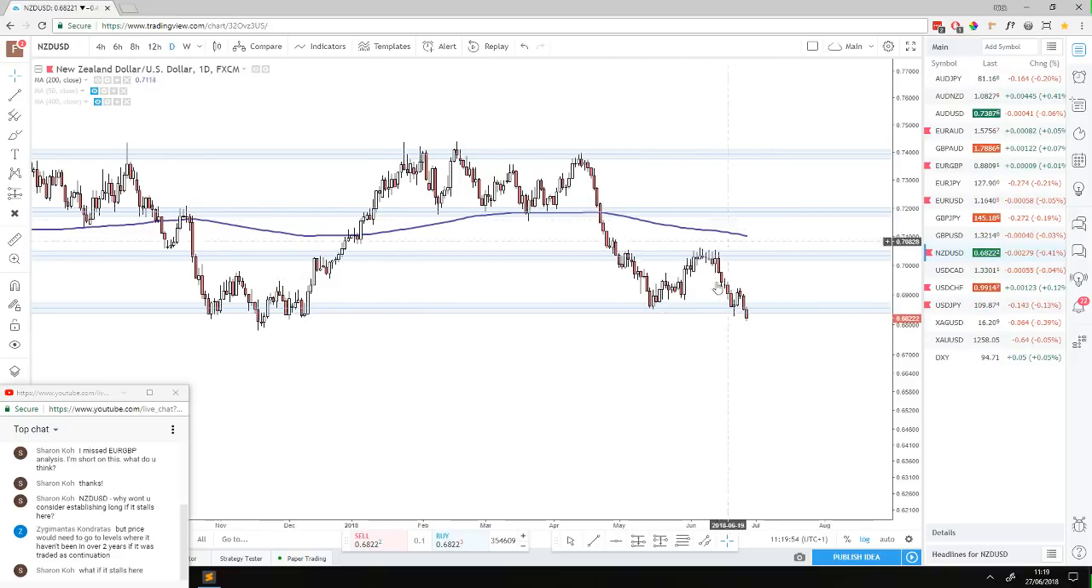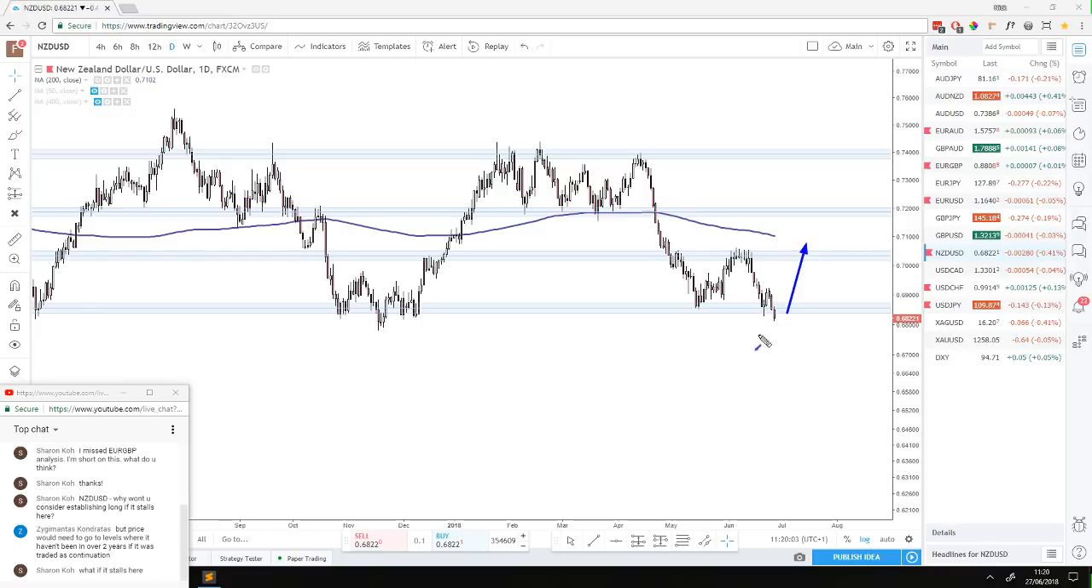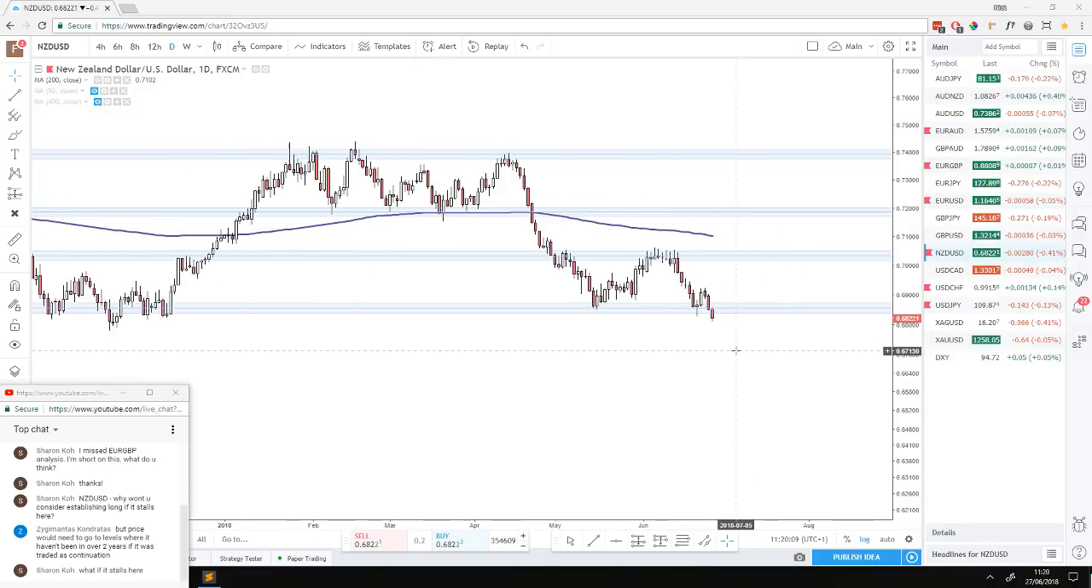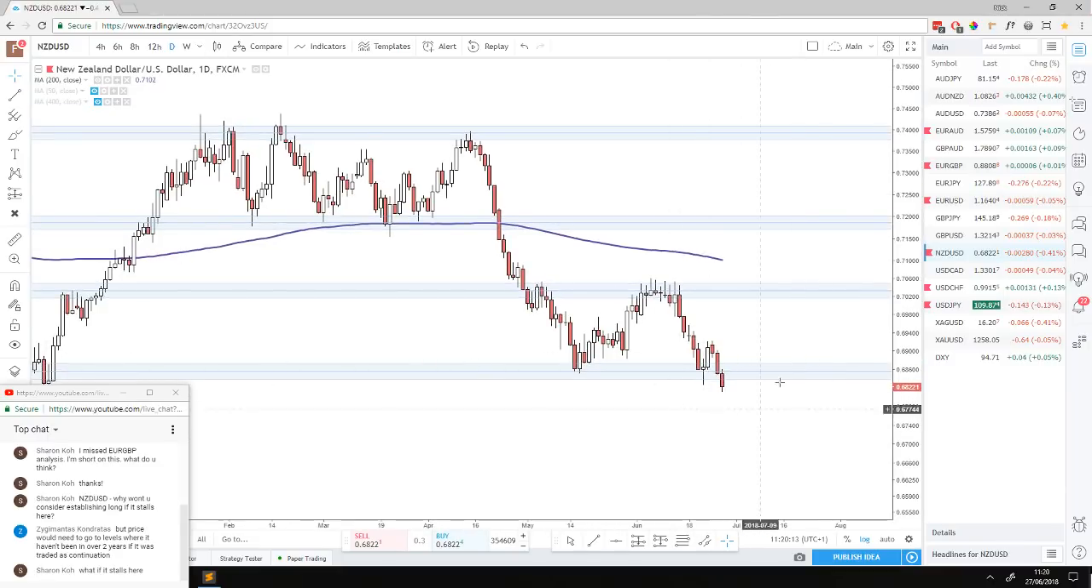What if it stalls here? If it stalls here, then it's a different story. In the event of a stall, I would just be looking for a bullish reversal. But right now, it doesn't really look like it's stalling. So let's just see what happens with it.